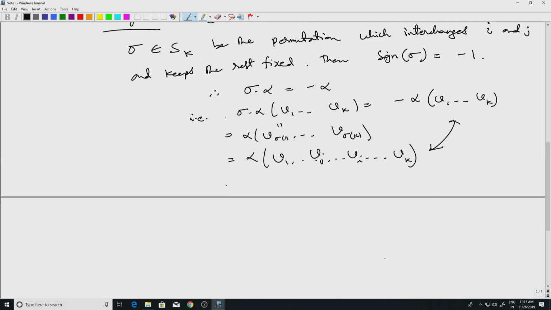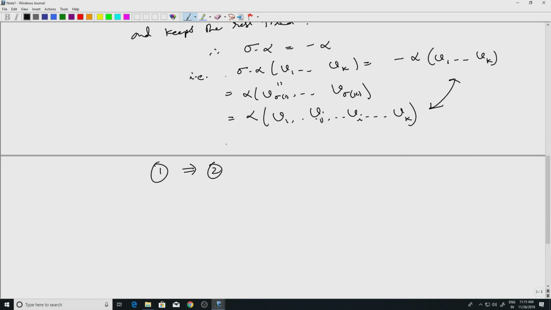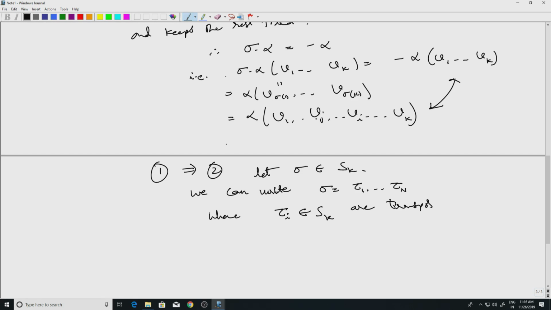Well, and 1 implies 2 follows from, again just like in the symmetric case, we start with sigma belonging to S_k. We can write sigma equals tau 1 up to tau n, where the tau i in S_k are transpositions. And once we have this, sigma dot alpha is tau 1 through tau n dot alpha.